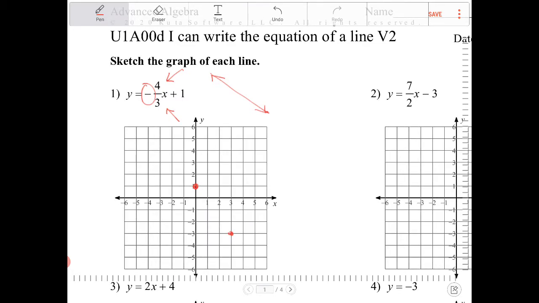And then we're going to go in the opposite direction. We're going to go to the left 3 and up 4. And there you have it. We have that line drawn.